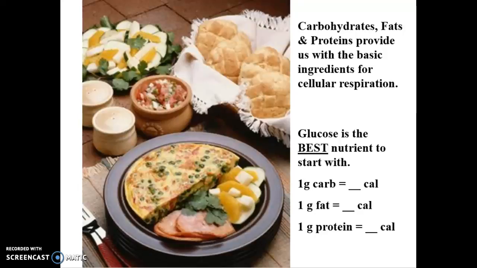So that's always the problem. If we're consuming too many grams of a certain food group, we're getting too many calories and we don't burn it all and then we store it.